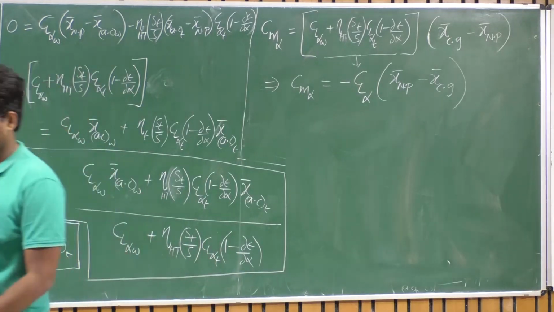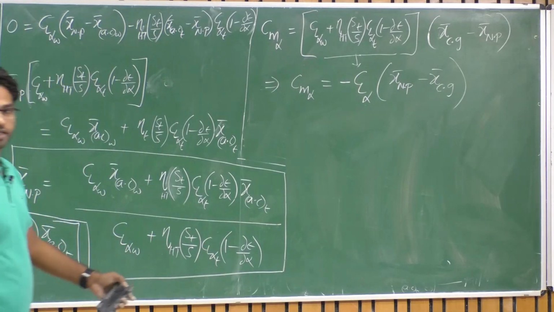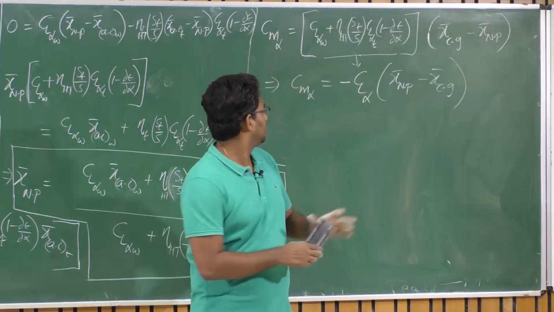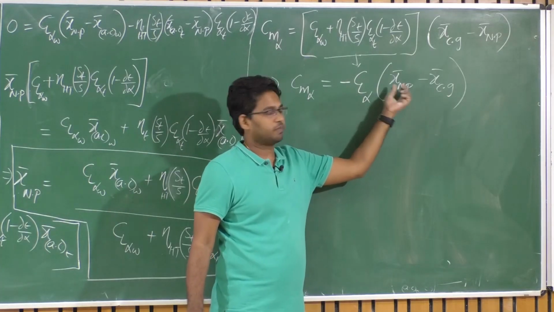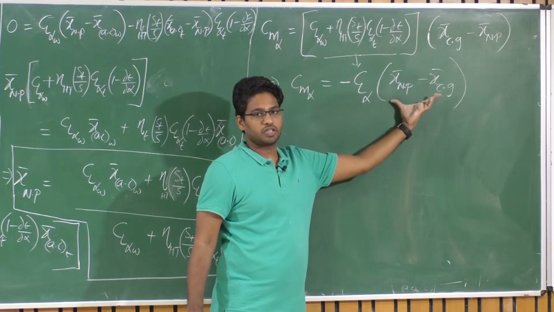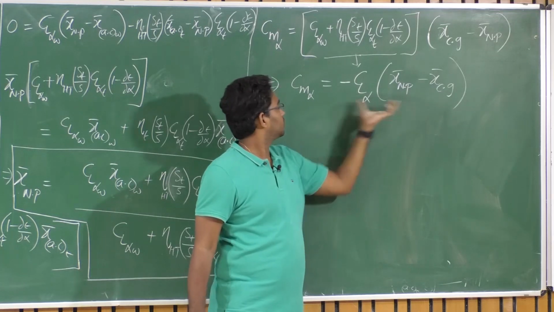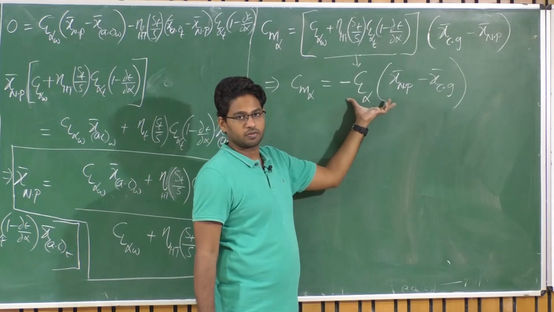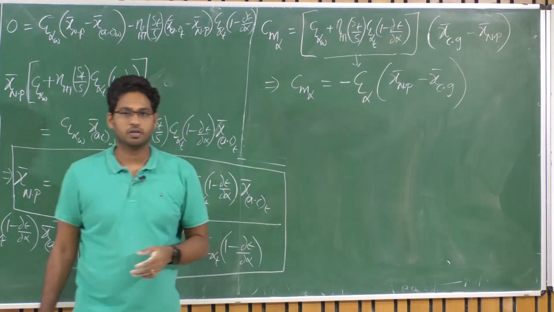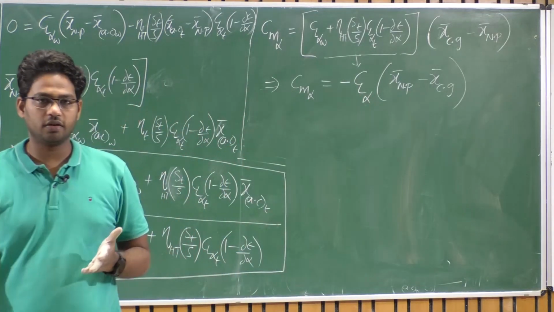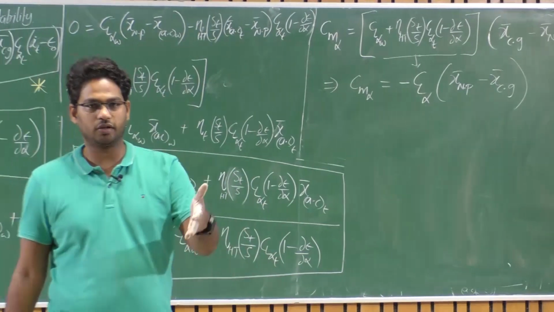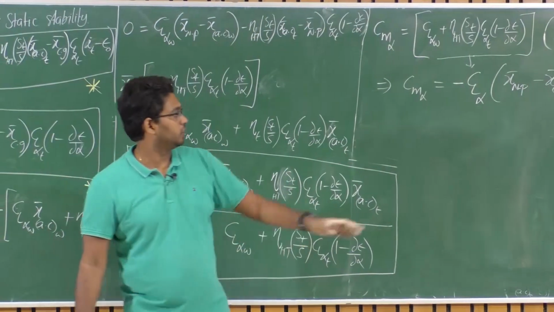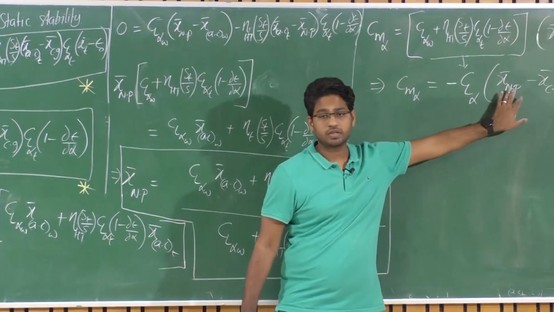Okay. So now will you appreciate my initial statement? If your Cg crosses this NP, that means this becomes larger than this. So this particular term is negative, so the expression becomes positive. So Cm alpha becomes positive. So for the configuration to have static stability, longitudinal static stability, your CG should be ahead of this neutral point.